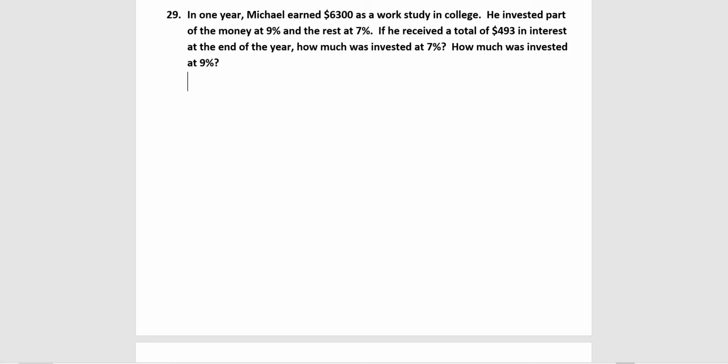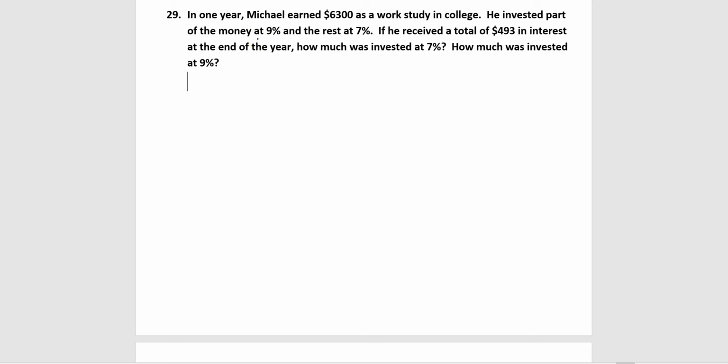Okay, in this problem we're going to use a system of equations, and we're also going to use the PRT formula to answer this problem. So let's read it first. In 1 year, Michael earned $6,300 as a work study in college. He invested part of the money at 9% and the rest at 7%. If he received a total of $493 in interest at the end of the year, how much was invested at 7% and how much was invested at 9%?